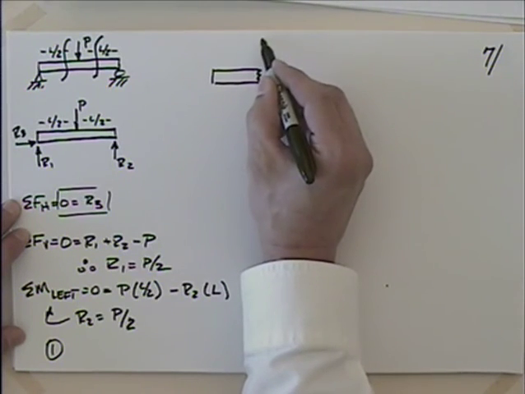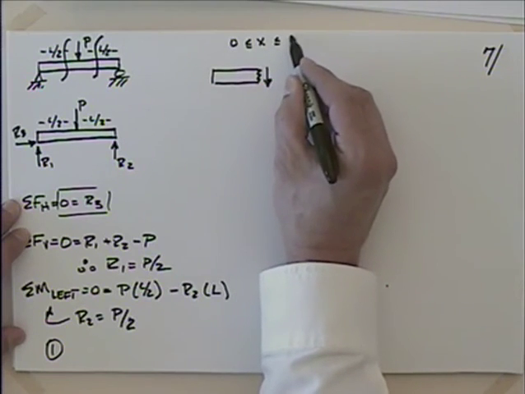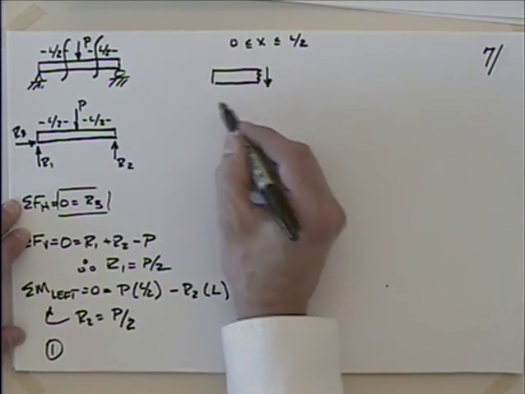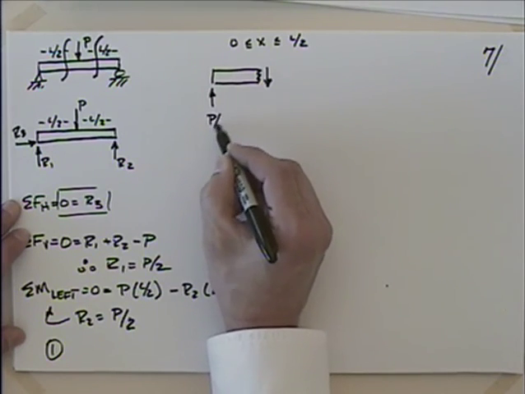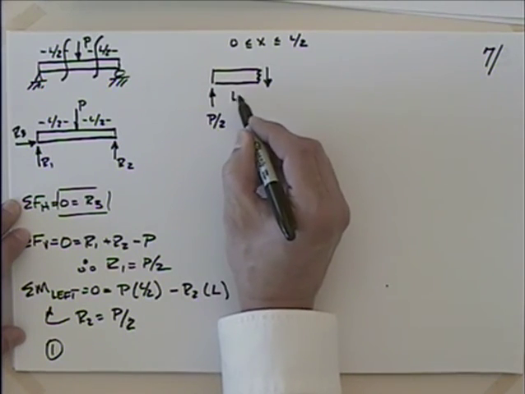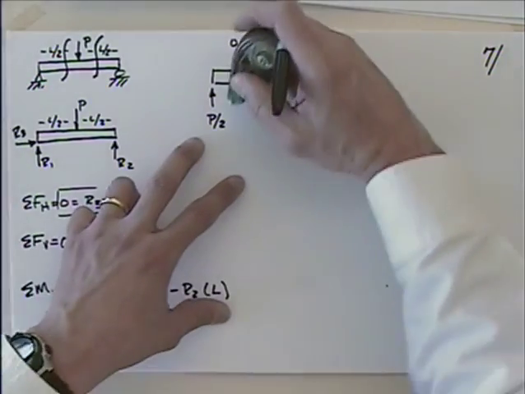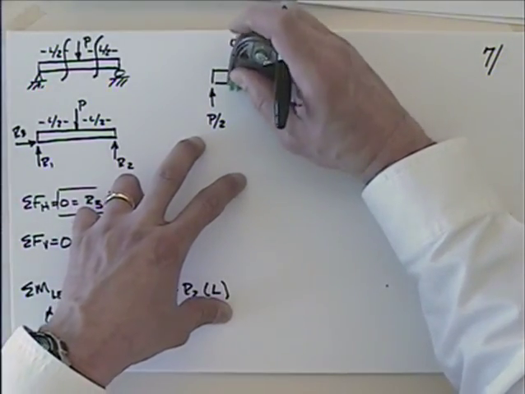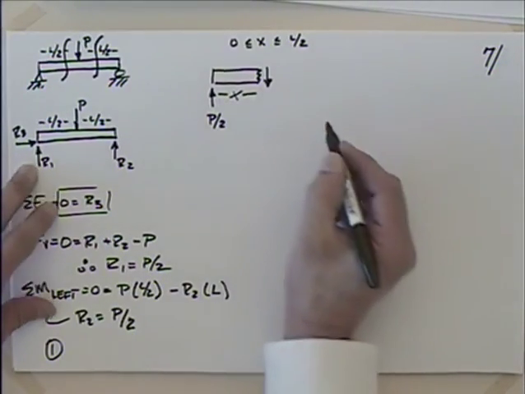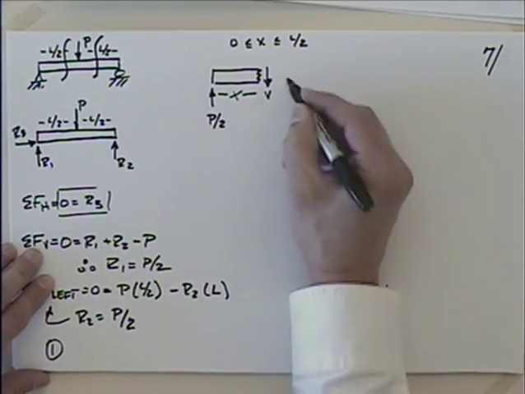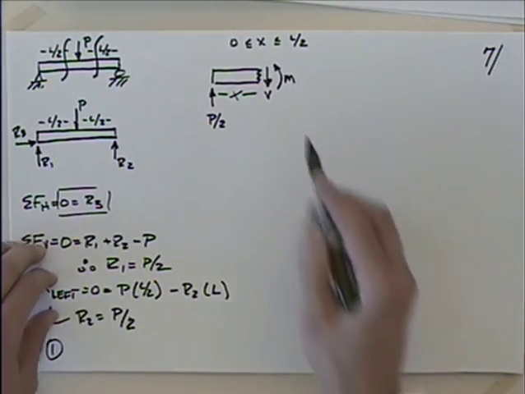So I'm going to look at x between 0 and L over 2. So I'll have some reaction here that's going to be P over 2. This distance here is x. And I've got the shear down and the moment like this.